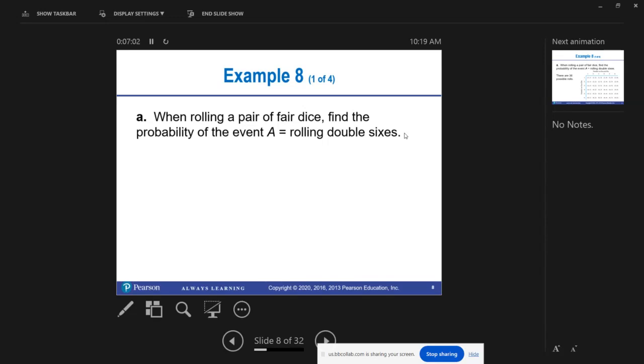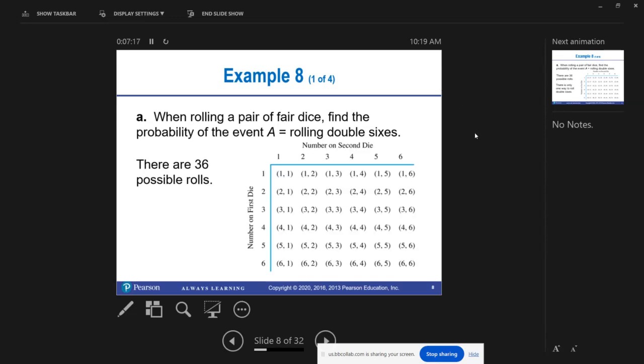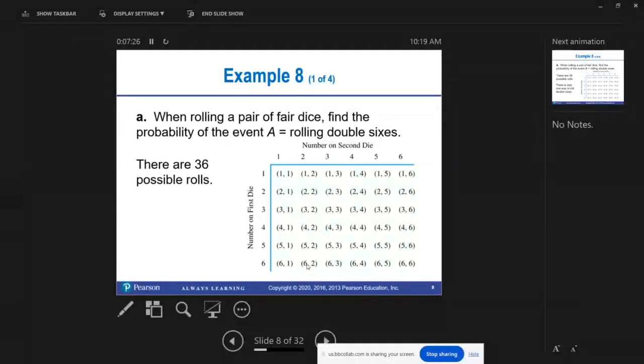Okay, next example. When rolling a pair of fair dice, find the probability of the event A, which is rolling double 6s. So if you are looking at a table for this, you've got 1 through 6 on the first row, or on the first die through 6. Here are all the possibilities that you could get. And if you look here, that's 36 possibilities. So if you want to roll double 6s, the only double 6 you see is right here. So that's going to be 1 out of 36.